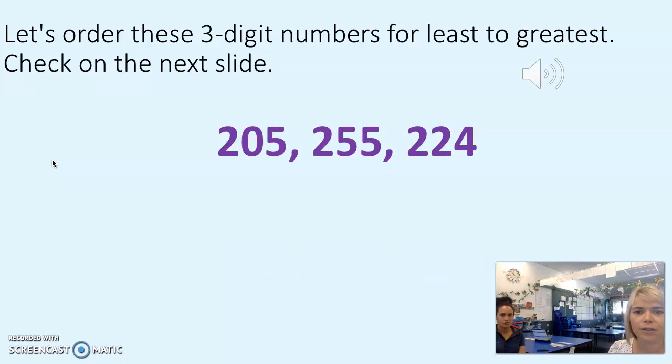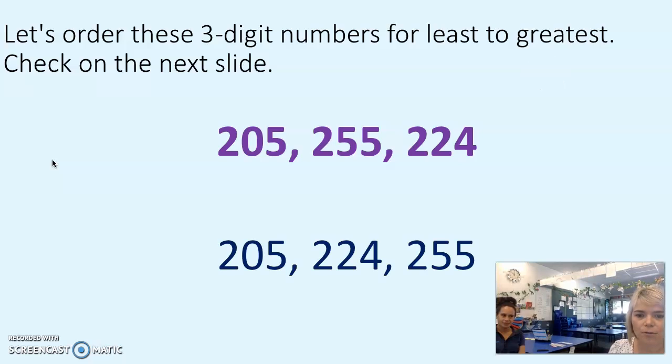Let's continue. We are going to do the same thing again. These numbers are all in the 200s though. It makes it a little bit trickier. You can pause it here so you can write it down, and I'll click onto the next one in just a moment. All right, so from smallest to biggest, your numbers will look like this: 205, 224, 255.